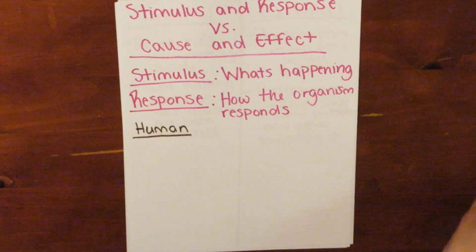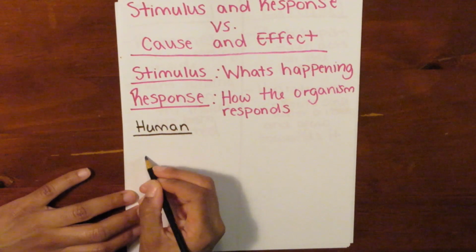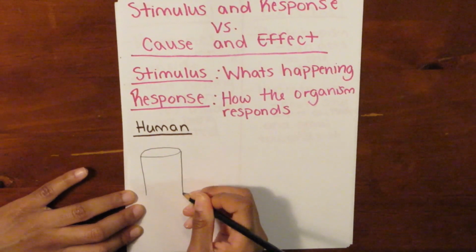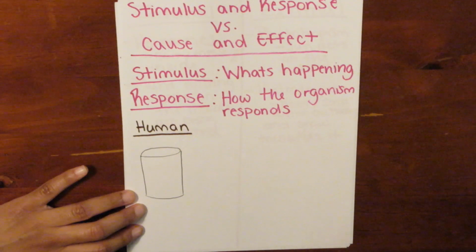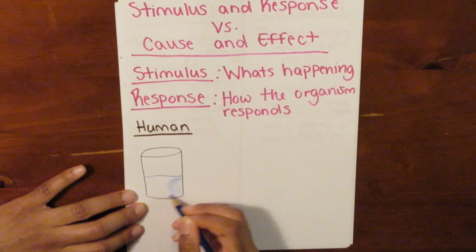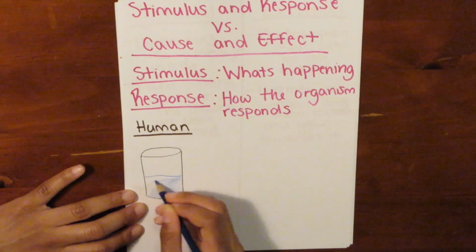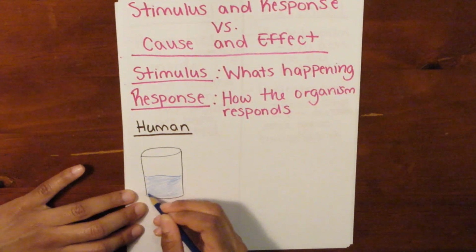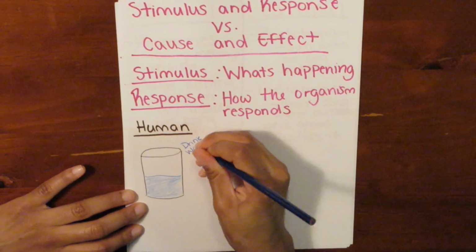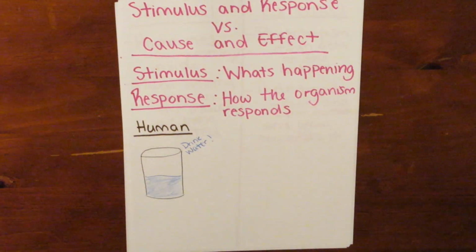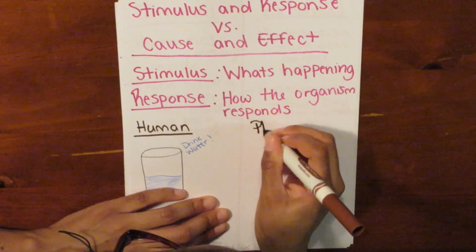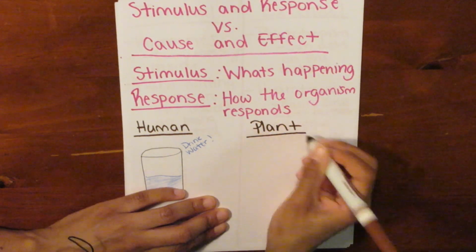So the first example that I'm using is for a human, because it's always easier to make connections when you're thinking about yourself. So here I'm going to draw a glass of water because the human is thirsty. So you feel thirst. That's something that you feel on the inside. That's your stimulus. You go, oh, I'm thirsty. Well, your response is, what are you going to do about the thirst? What's happening because of it? You're going to drink water. Drink water is going to be your response.